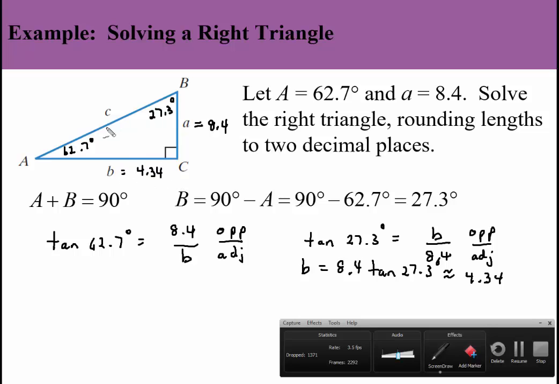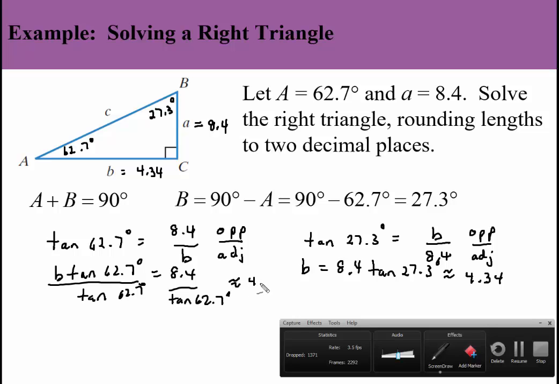Now you can tell this picture is not to scale here, obviously, because this 8.4 should be much larger than this, and that happens in a lot of trigonometry problems, so don't worry about that. Now also, if we were going to do it using the 62.7, we would have multiplied both sides by B and said B times the tangent of 62.7 degrees equals 8.4, and then we would divide both sides by the tangent of 62.7 degrees. So let's do that real quick. And gee, it comes out 4.34 again. Isn't that a wonderful thing?